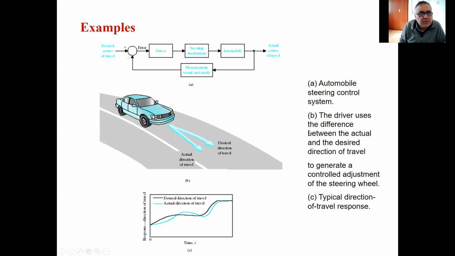For example, while you are driving a car yourself, this is a manual control system. That is, a human controller is in charge. But nowadays we actually have automatic control systems for directions of cars. The car has a course of travel, and there is a desired course of travel, which is dictated by the road, let's say.